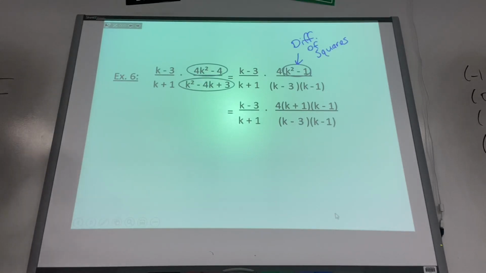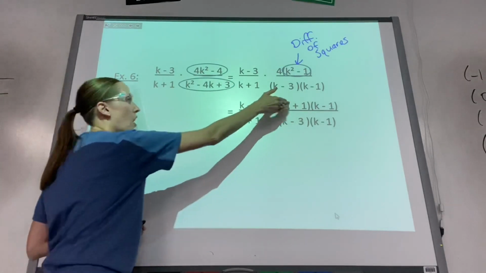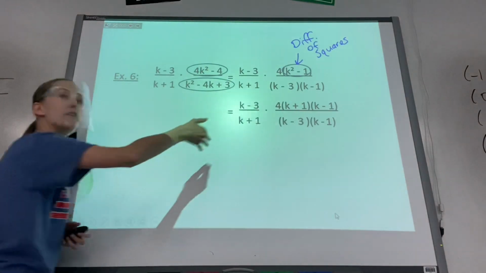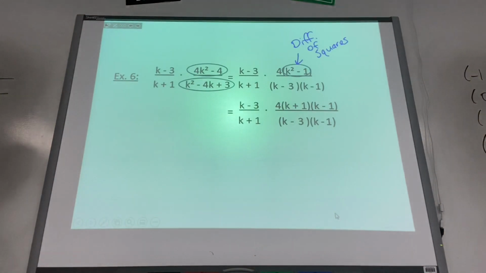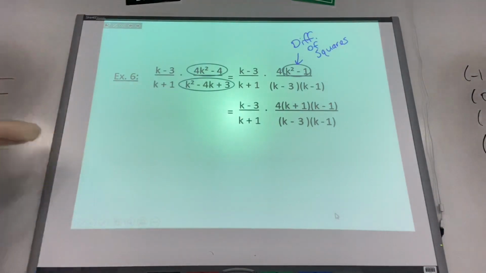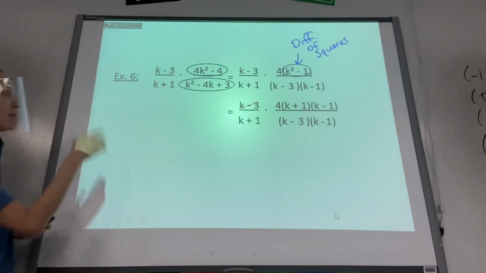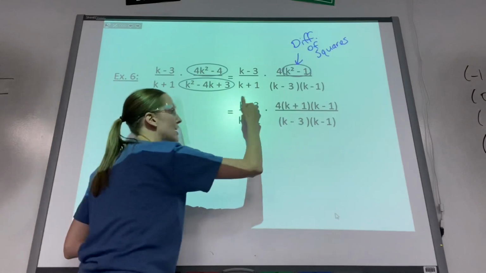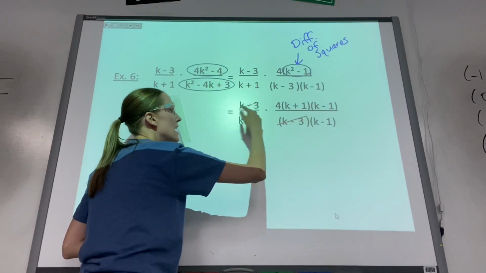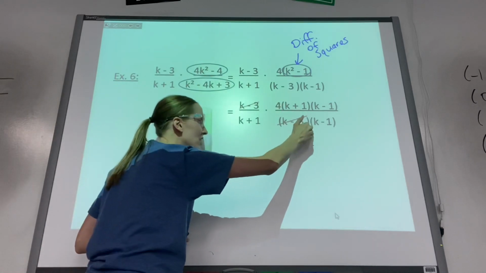Here's some good news though. Instead of just looking on top and bottom to find those common factors, when you have two fractions like this, you can actually cross out common factors on a diagonal.